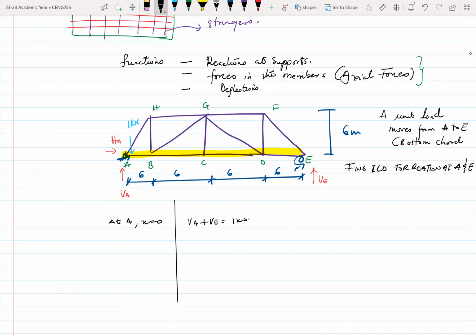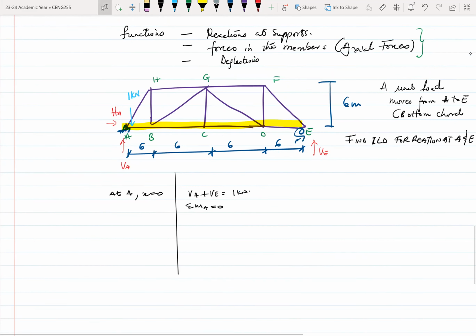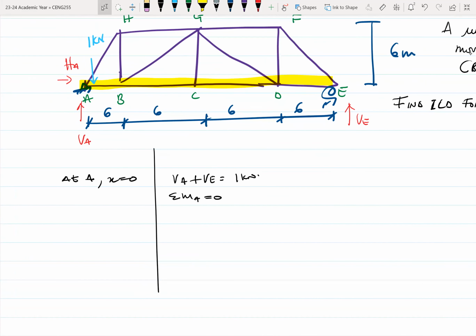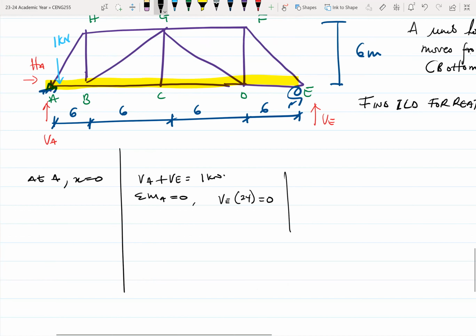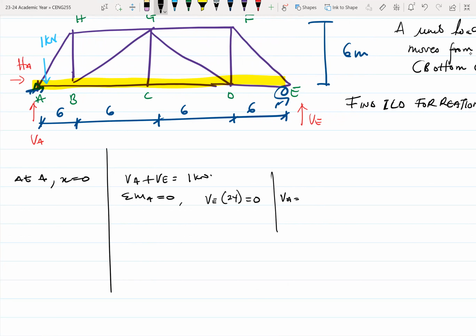All right. And then if you sum moments about A to be equal to 0, let me just expand this a little bit, it means that it becomes VE times 24 equals 0, because both VA and the 1 kilonewton act at the same point A. So their moment arm will be 0. So this implies that our VA will be equal to 1 and our VE will be equal to 0.